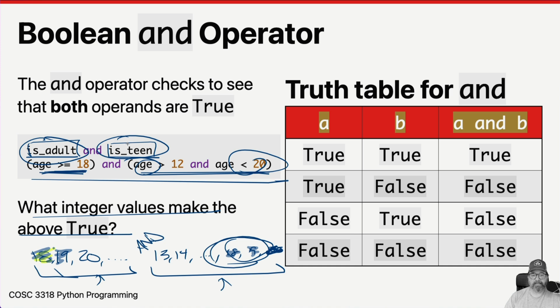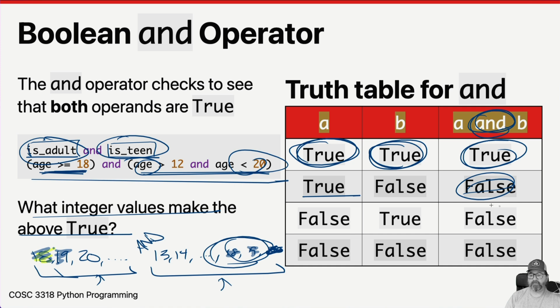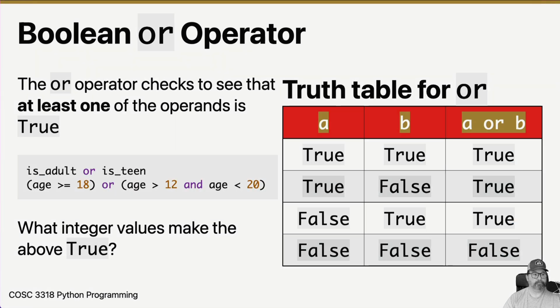Is adult and is teen. So let's look over here. Again, left one is true and the right one is true. Then when we do the and, it's going to be true. Otherwise, it's always false because we're expecting both of them. They both absolutely have to be true for the and portion to be true. So is adult and is teen is only true if a person is both an adult and a teenager.